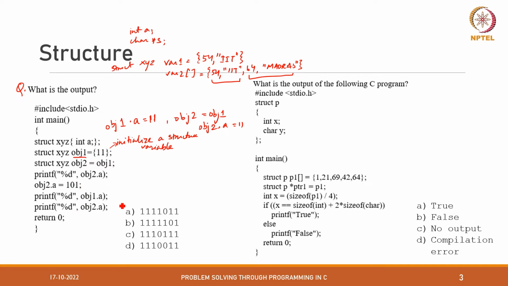So what should be the answer for this? The first print should for sure be 11, because I already explained how it will be 11. Now we have changed the value of obj2.a to 101. So what should you see here as the output?